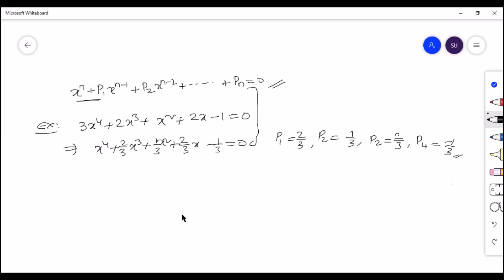So you can convert like this and compare with the general equation, the nth degree monic polynomial. In the next video we will see the relation between the coefficients, which is a very important concept that plays a very vital role in the upcoming problems.